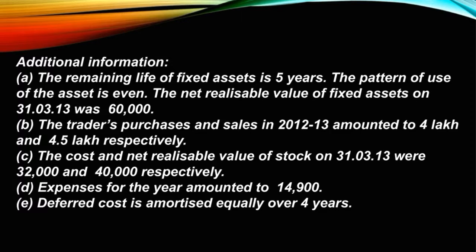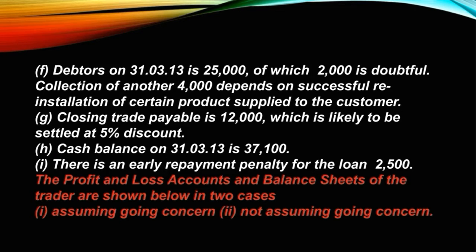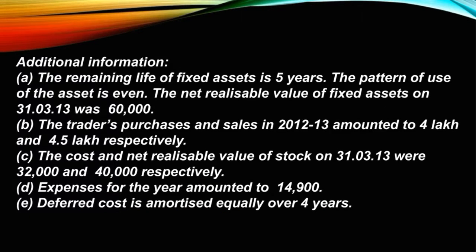The fifth additional information is that deferred cost is amortized equally over 4 years. Deferred cost given in the balance sheet is 10,000 rupees. So for the year 2013, we need to debit 2,500, and in 2014 we need to debit another 2,500 in the P&L account. Then 2015 and 2016, 2,500 respectively. So in a going concern, we need to debit 2,500 in the P&L account, but not in the case of a non-going concern. If you are going to shut down the business, you need to debit the whole 10,000 in the P&L account in the case of a non-going concern.